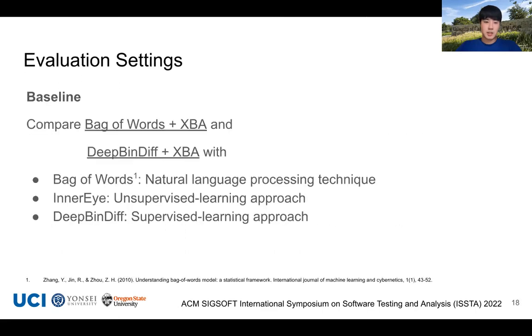In evaluation, we brought three models as baselines. The first model is bag of words, which is a natural language processing technique to represent a sentence by counting the occurrence of each word. InnerEye and DeepBinDiff are representative models from the unsupervised learning approach and the supervised learning approach. We implemented XBA with bag of words and DeepBinDiff node features, and then compared the performance with the three baselines.